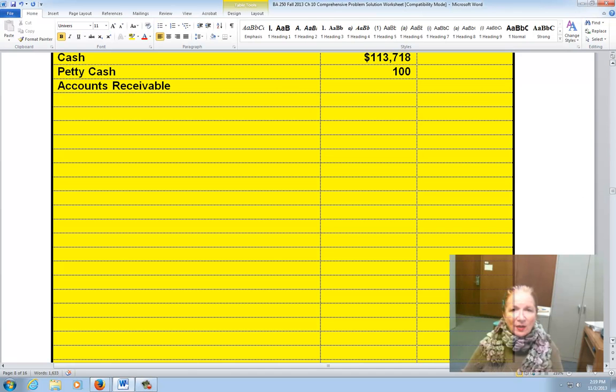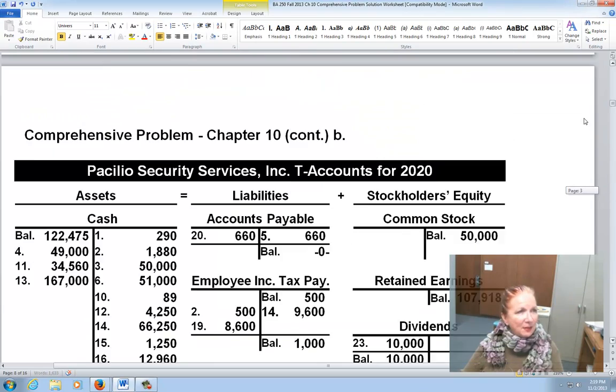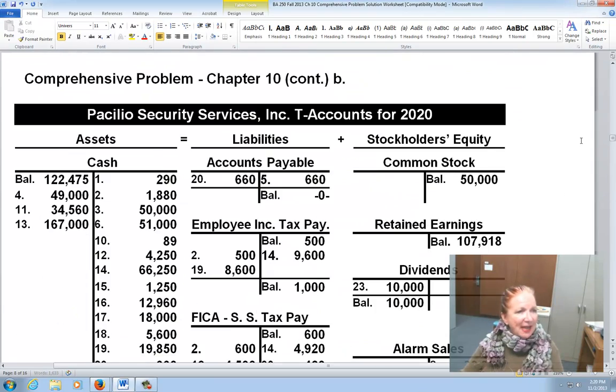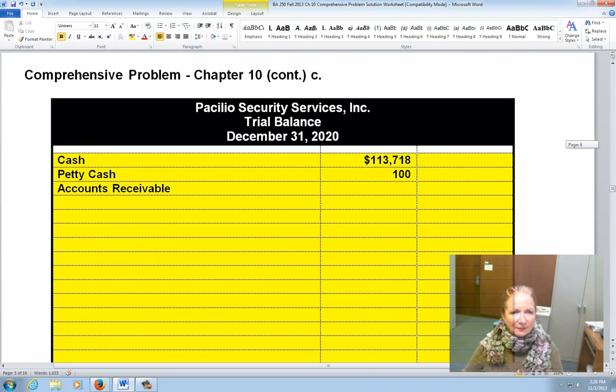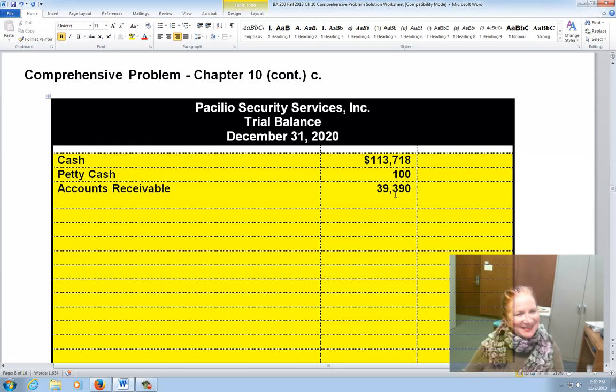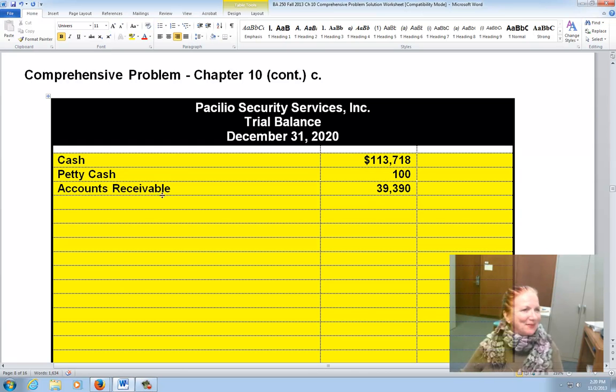Now, technically what you're going to be doing is coming back up here each time, and there's cash, and there's that balance, and there's petty cash, and there's that balance, and here's accounts receivable, and it's $39,390. Sorry, I've got that bad habit of hitting enter. So that's one way of doing it. Put them all in like that.